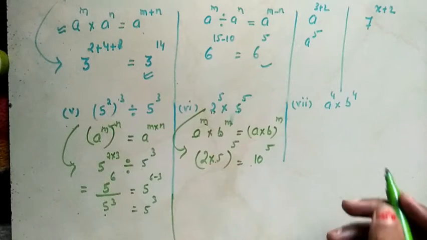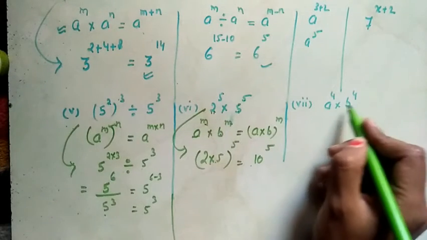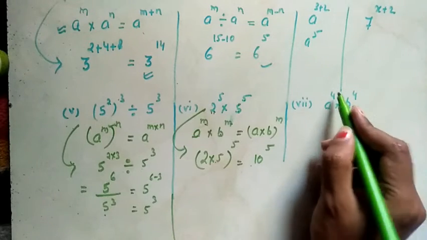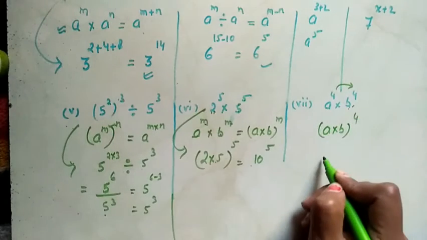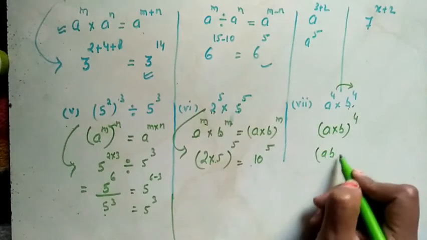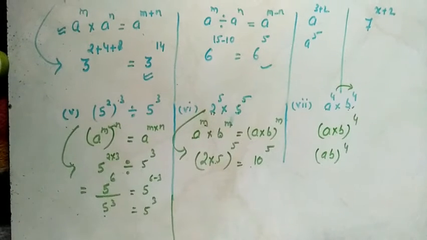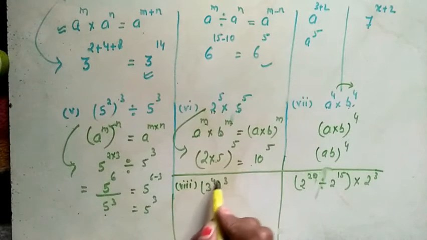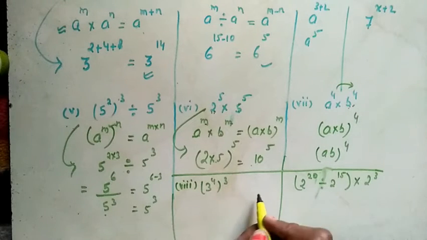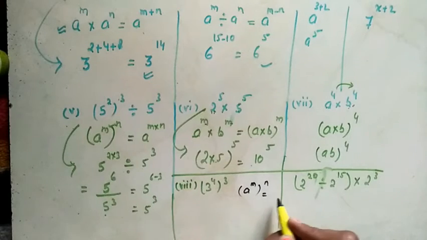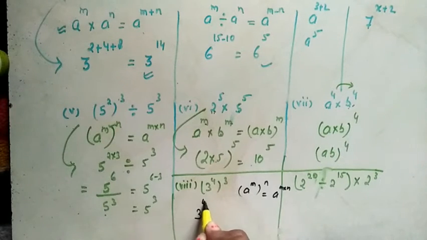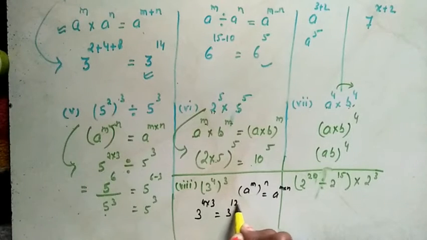This is our answer. Now the next part, a and b, both bases are different, powers are the same. So a into b to the power 4. So we can write it as ab to the power 4. Next part, 3 to the power 4 whole power 3. So this is like a to the power m whole power n. If we apply this, powers get multiplied. So the answer is 3 to the power 4 into 3, that is 3 to the power 12.